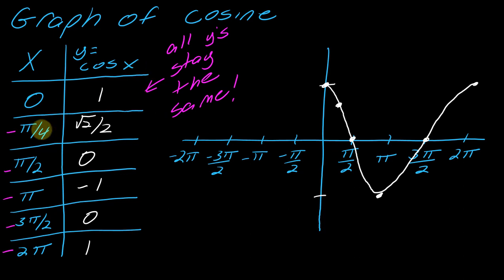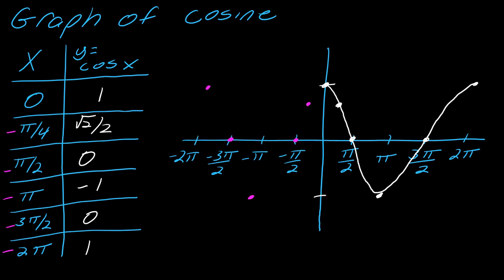So if you plug in cosine of negative pi over 4, you still get square root of 2 over 2. Or if you plug in cosine of negative pi over 2, you'll get 0. So you can confirm this on your own using the unit circle. So all these y values actually stay the same. So now I'm going to go ahead and plot all of these points onto my graph. So I'll go ahead and plot those as you see here. And then I can continue my graph. And now you can see how the graph also has its own repeating pattern.